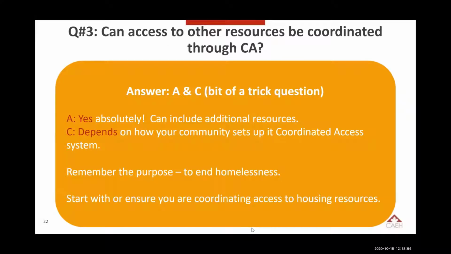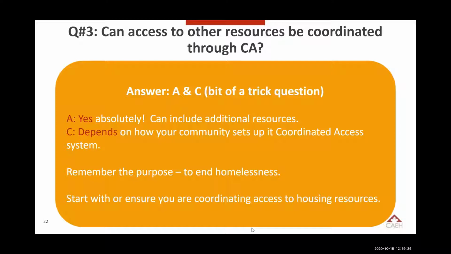So this one was a bit of a trick question, Jody. It's both answer A and C. So both yes, other resources can be coordinated, and it really depends on how you set up your coordinated access system. It's possible that you could be coordinating access to every housing and homelessness resource in your community, such as a single point of access for shelter. And some have partially implemented or are thinking of implementing a front door to their shelter, but this is not yet really common in Canada.